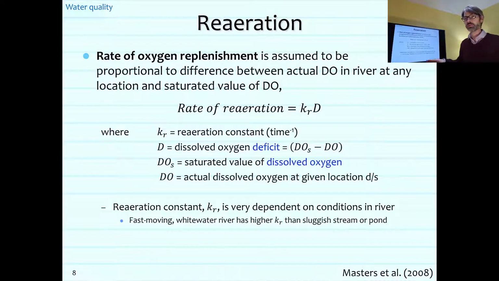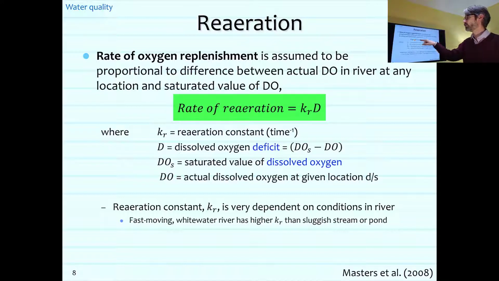Now in terms of the second process, which is reaeration, the rate of oxygen replenishment is assumed to be proportional to the difference between the actual DO in the river, dissolved oxygen, at any location, and the saturated value of DO.